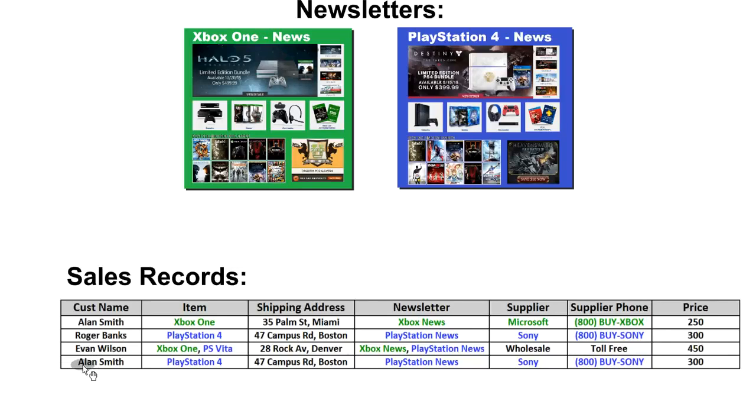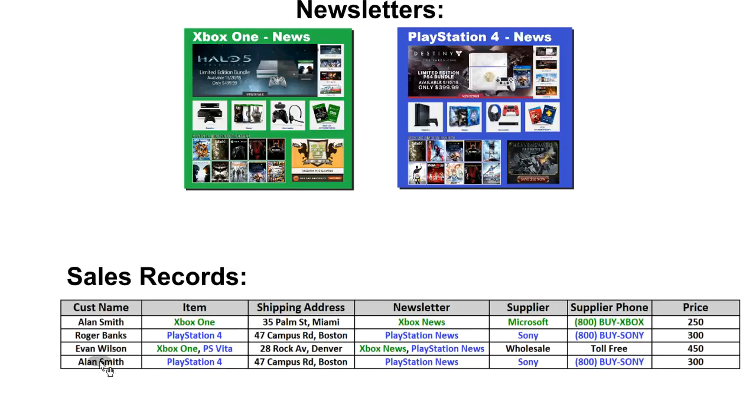And there's another item named Alan Smith. It's the same as this, at least the name is the same. This person bought a PlayStation 4. He also lives on Campus Road in Boston, which is the same address as for this person, Roger Banks. He subscribed for the PlayStation News, by Sony, and the price was $300. And the color code, just ignore the color code. There's no meaning to that. It's just for visual cue.